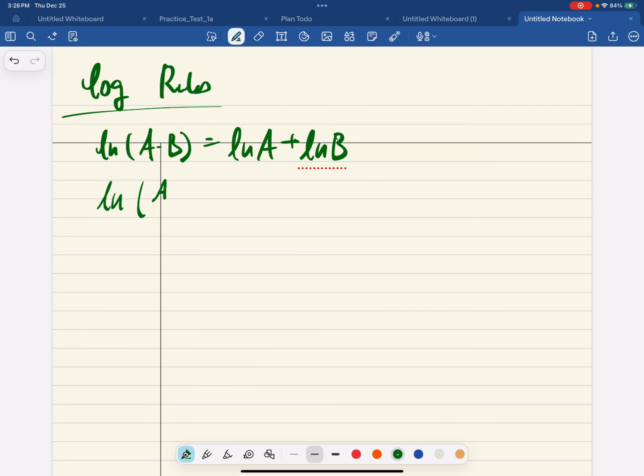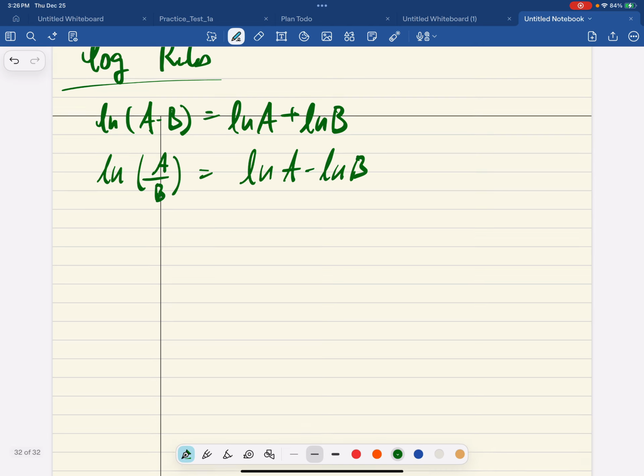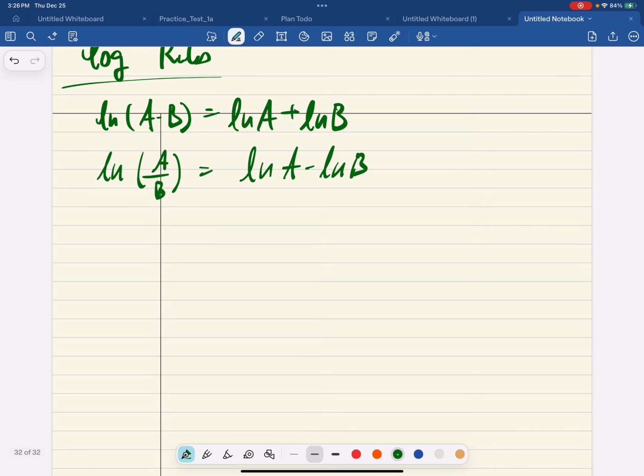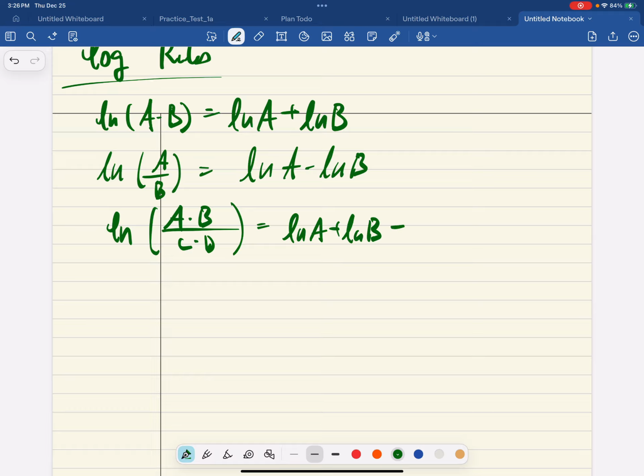Ln of a divided by b. These are just normal rules that you should know from high school, but just a review, it is ln of a minus ln of b. Now, it could be more complicated, but let's just not. This is just ln of a plus ln of b minus ln of c minus ln of d.